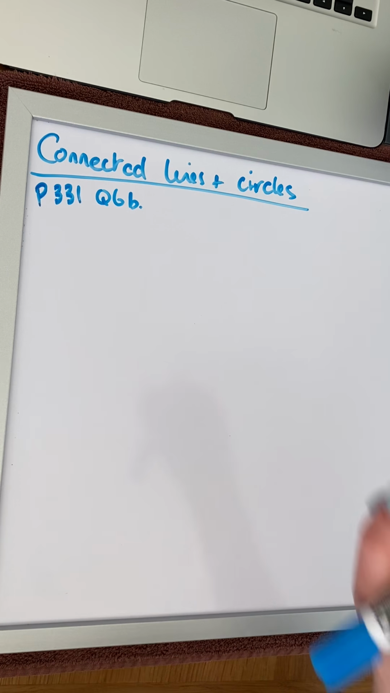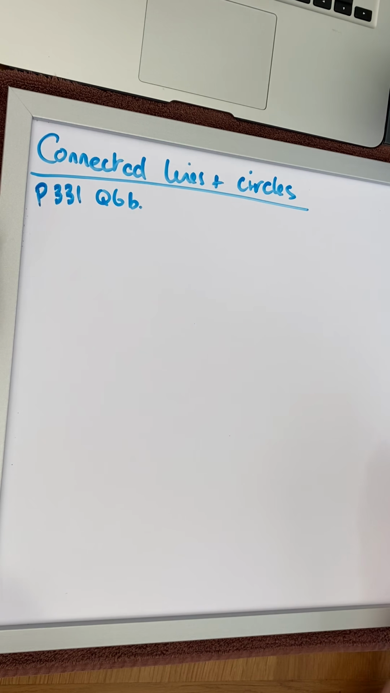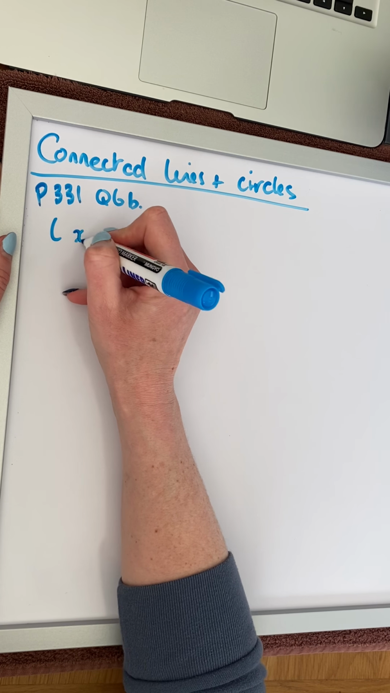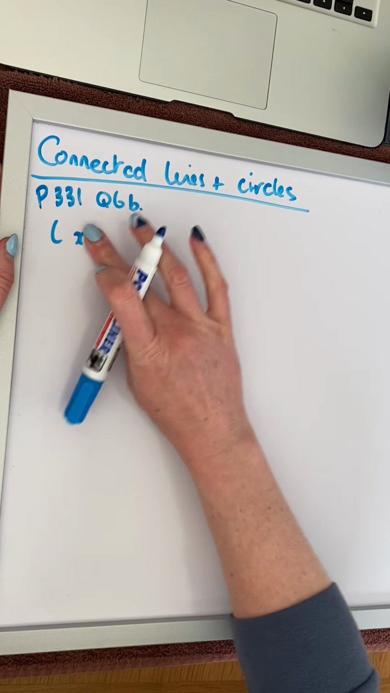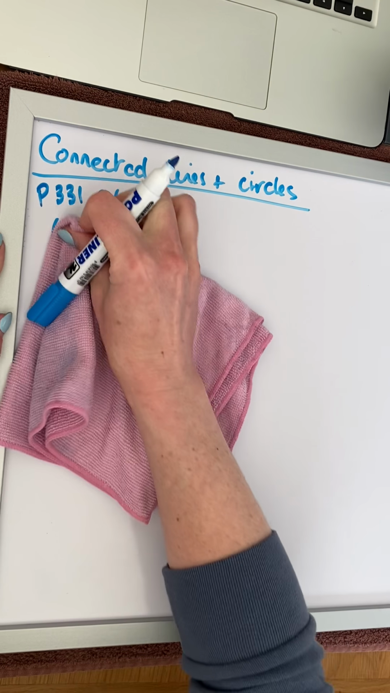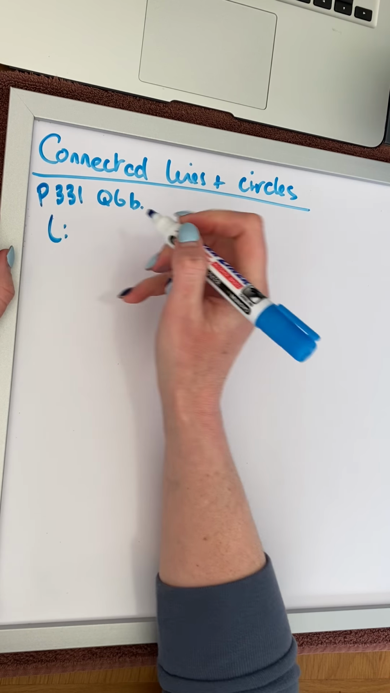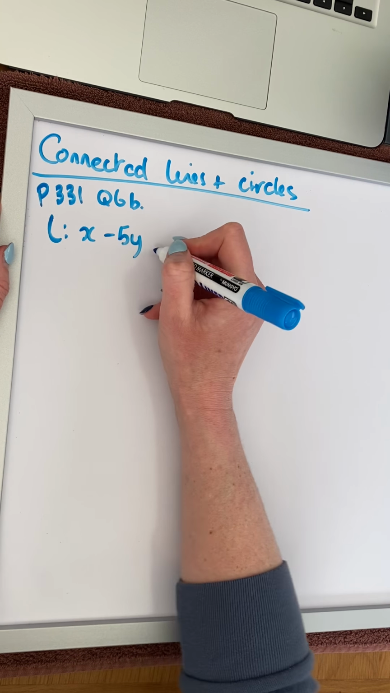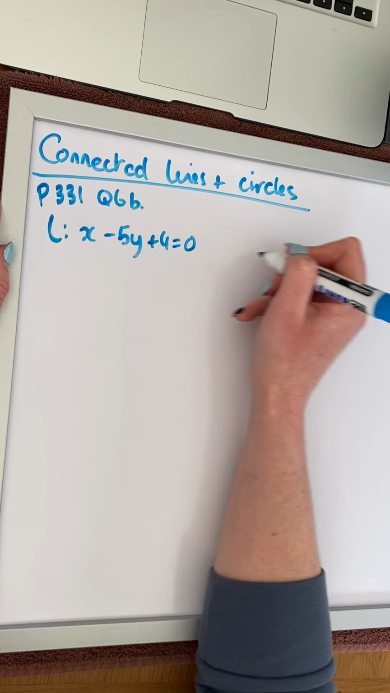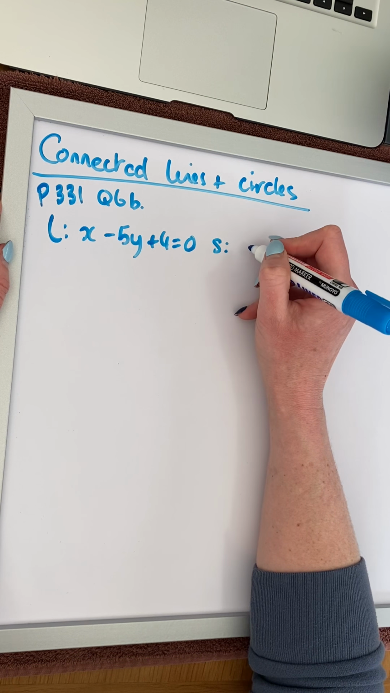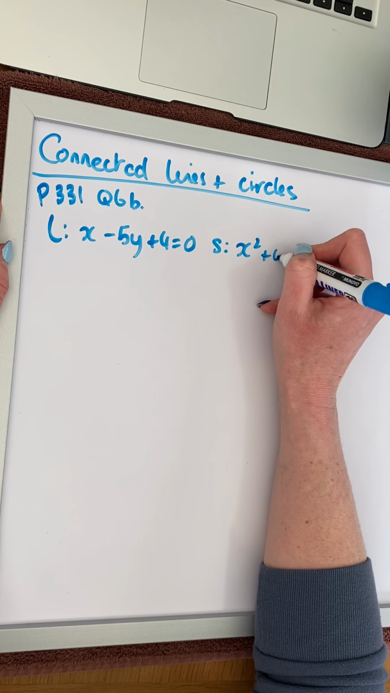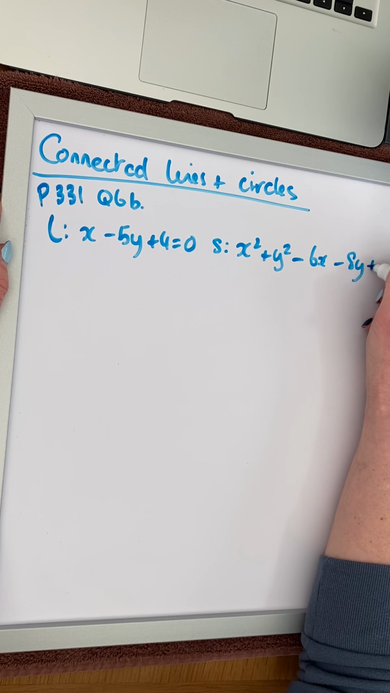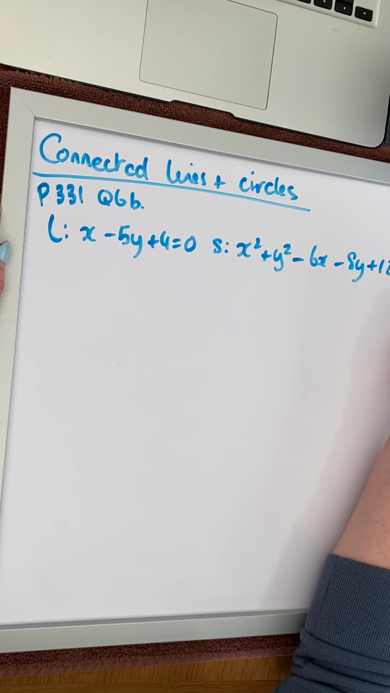And we're asked to find the point of intersection of the line L and the circle S. So we're given the line L, which is x minus 5y plus 4 is equal to 0, and the circle S, which is x squared plus y squared minus 6x minus 8y plus 12 is equal to 0.